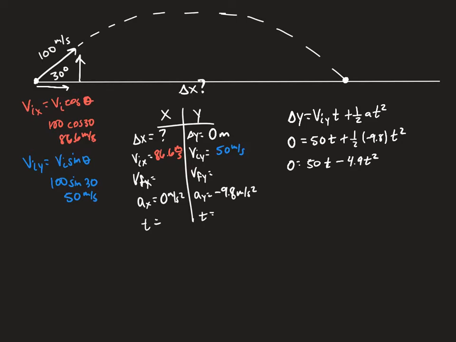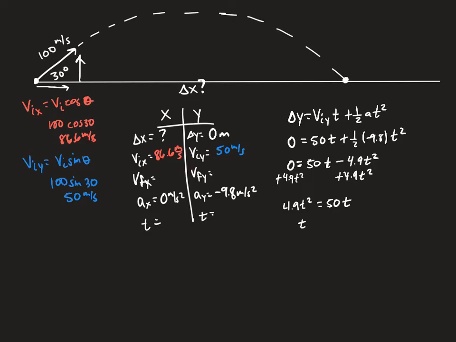This is a special case because I have a t and a t squared. I can't just combine those. I can't subtract those terms because they're not the same. But luckily, the left side of my equation is equal to 0. So let's try to just add 4.9t squared to both sides and then see what I can do from there. So I get 4.9t squared equals 50t.